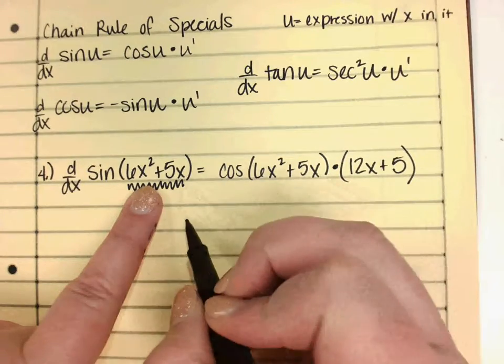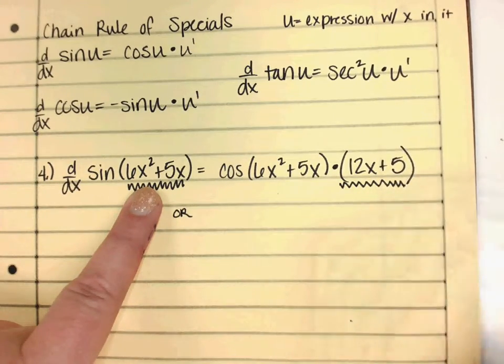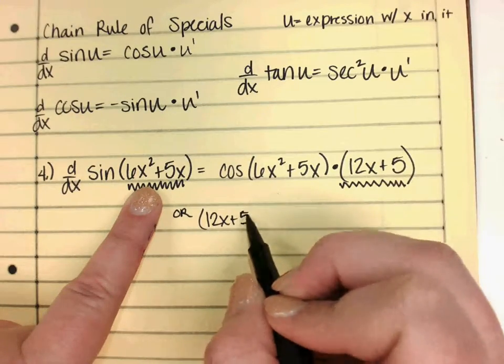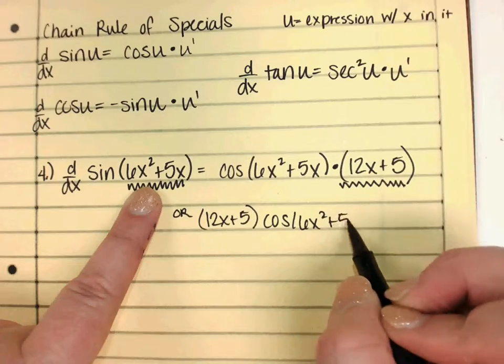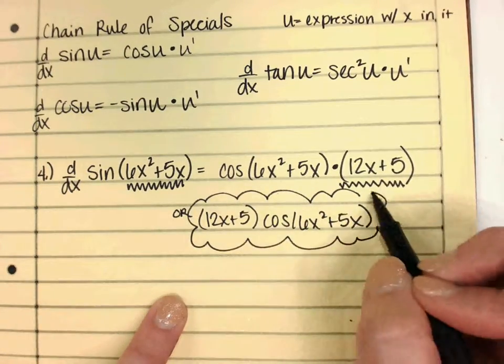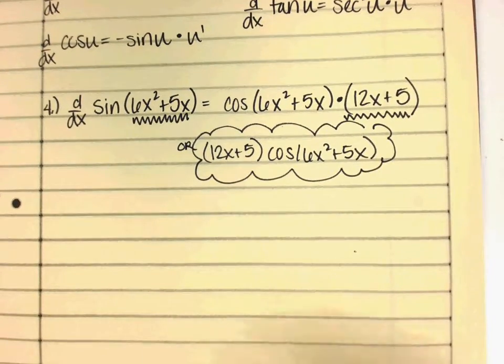Now, usually on the AP test, they'll put your u prime first if it's something like that. So they'd probably do 12x plus 5 first, and then cosine 6x squared plus 5x. Okay, next one, good?